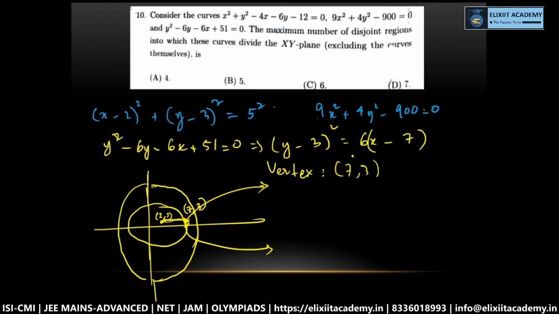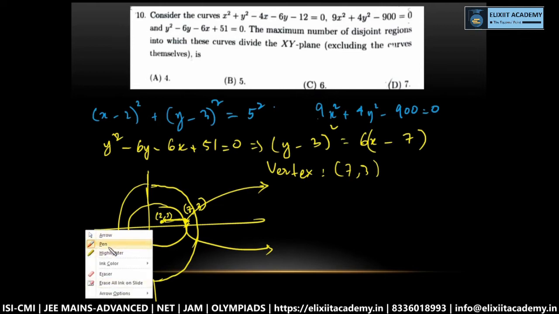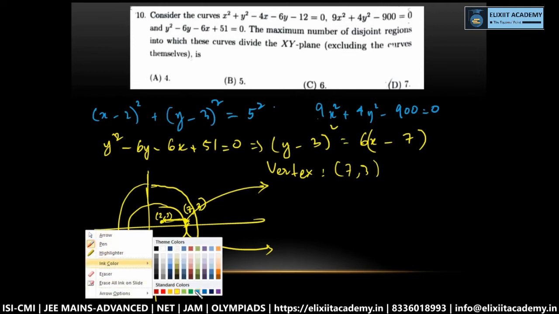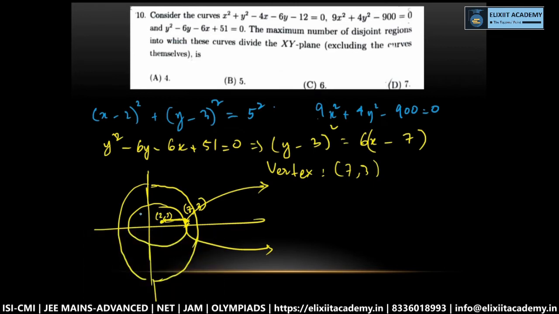So what is the maximum number of regions? So what are the regions first? Let's find out the regions first. So this is one region. This is one region. Let's use a different pen. This is one region. This is another region. This is one more. This is the fourth region and the fifth region. Excluding the curves themselves, obviously we have 5 regions. Right, so basically we have a total of 5 regions.